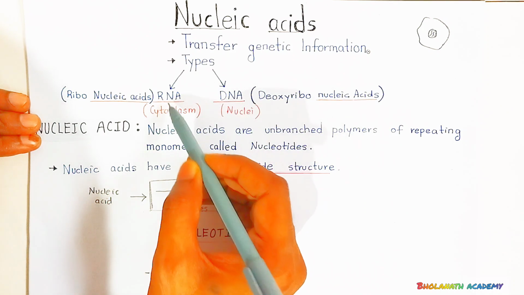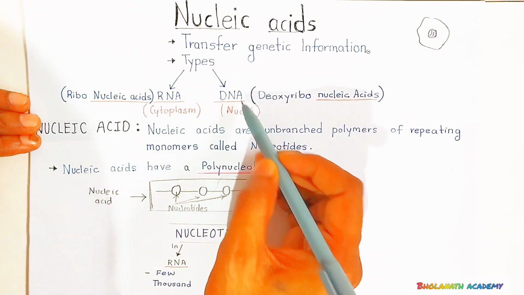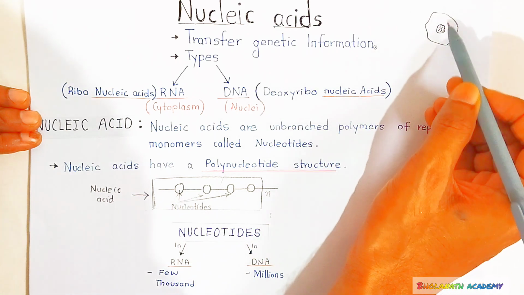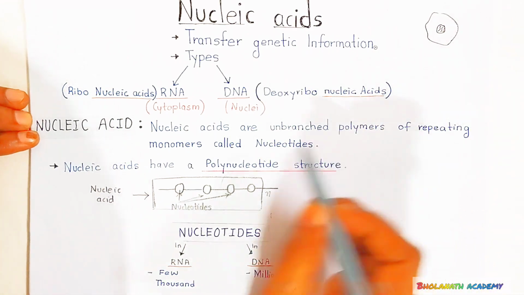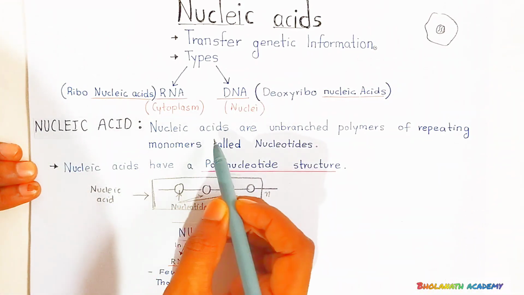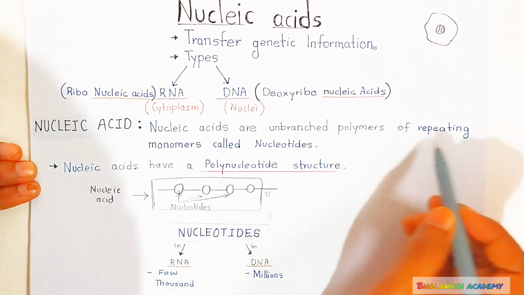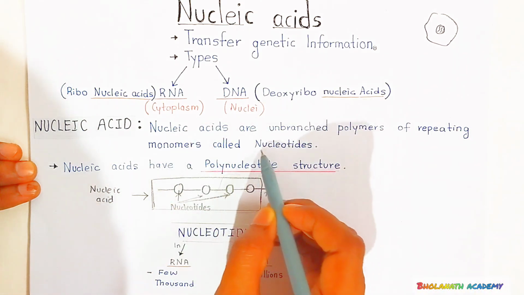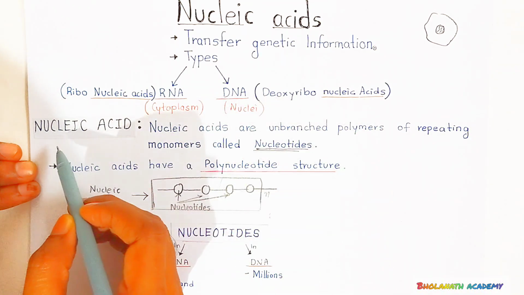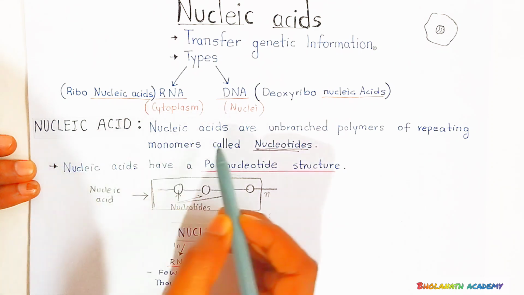RNA is mostly present in cytoplasm. DNA is present in the nucleus of the plant and animal cell. Now students, what are nucleic acid? Nucleic acids are unbranched polymer of repeating monomer called nucleotide. In examination they are asking what are nucleic acid, so this is the answer students.